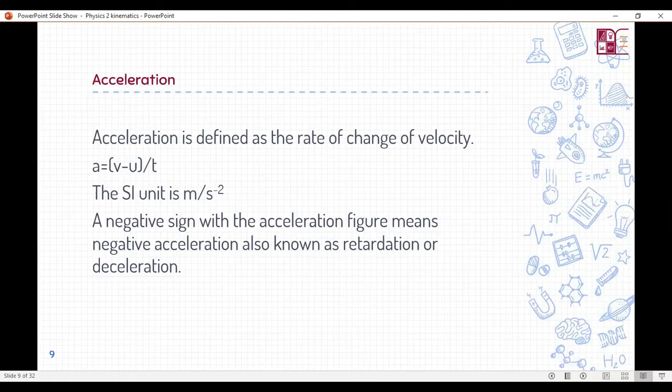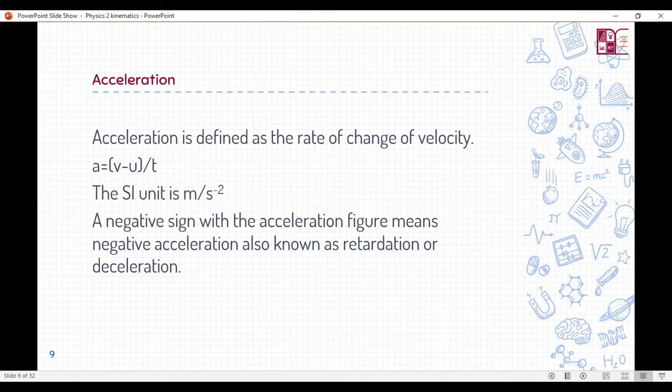Now a lot of times we see that when a car is making a turn and the body slows down, in terms of acceleration, there is a negative sign attached to the acceleration figure, which means that the object is in retardation or it is decelerating.